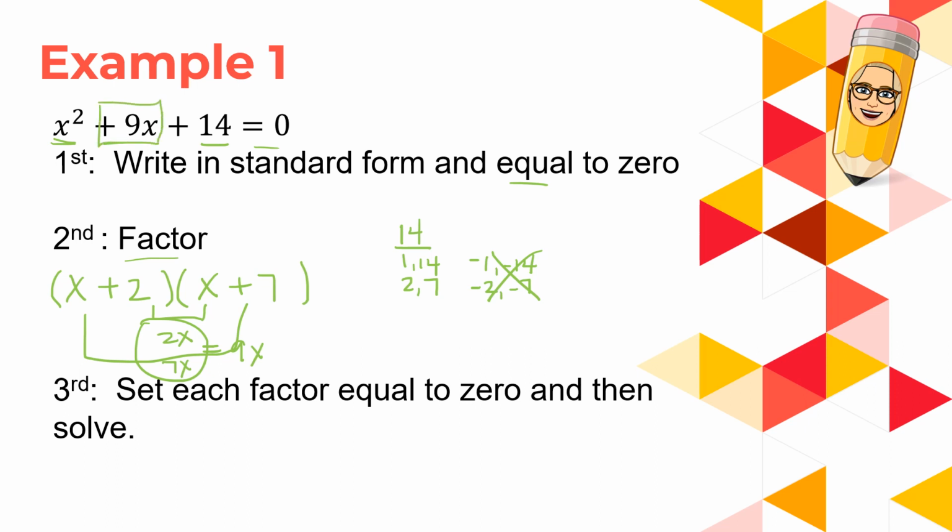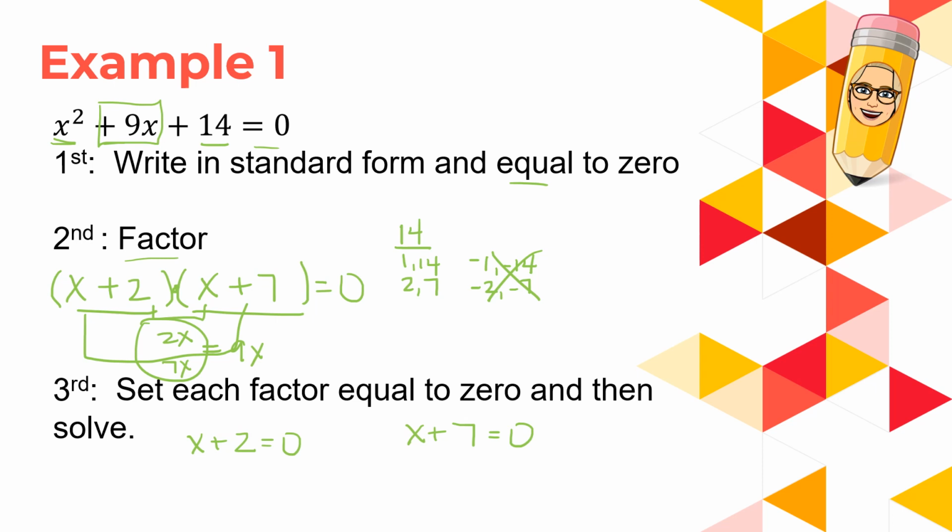Now again, it's set equal to 0. So our third step is to set each factor equal to 0. Now again, factor is the parentheses. So the parentheses we created, we're going to set 2 equations equal to 0. So we're going to have x plus 2 equals 0, and then we're going to get x plus 7 equals 0. Again, these are the steps that we're going to follow as we factor and solve.